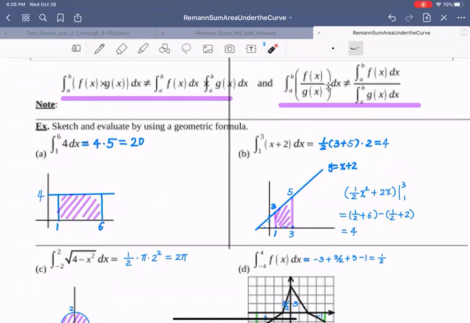Okay. And the next one, you draw a line of y equals x plus 2. And then you are looking for 1, 2, 3. So you are looking for the trapezoid area from here to here.